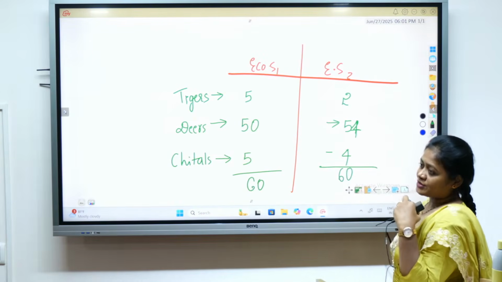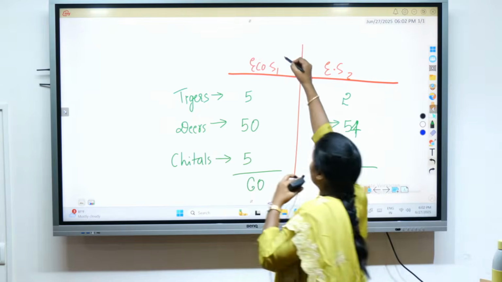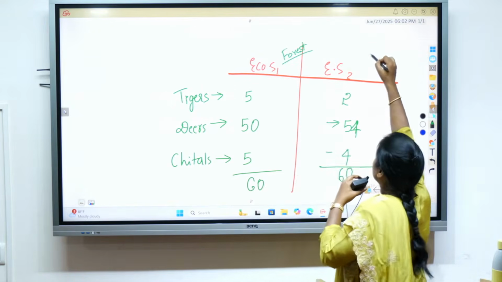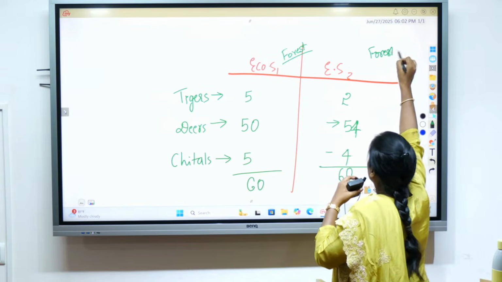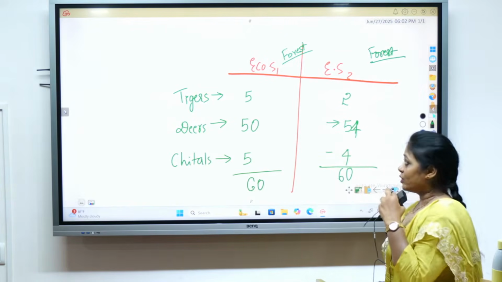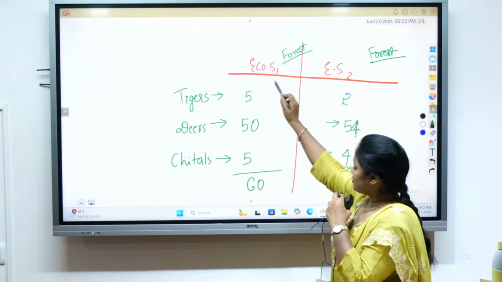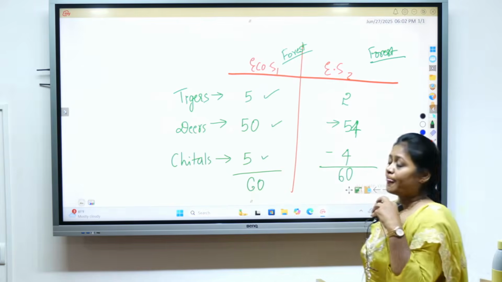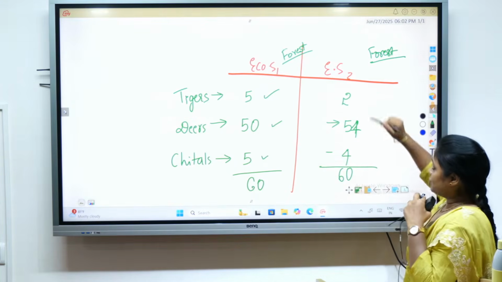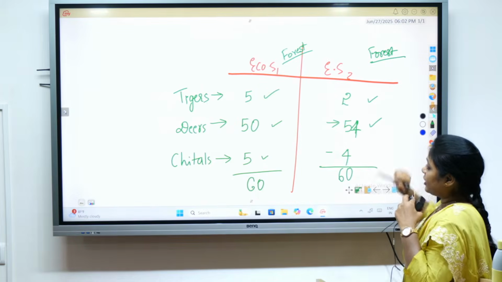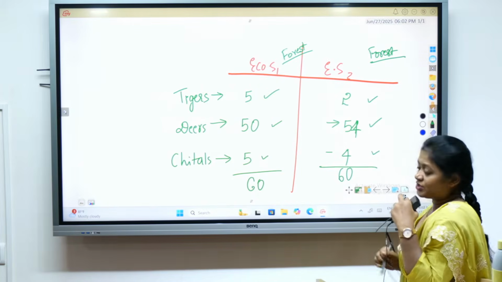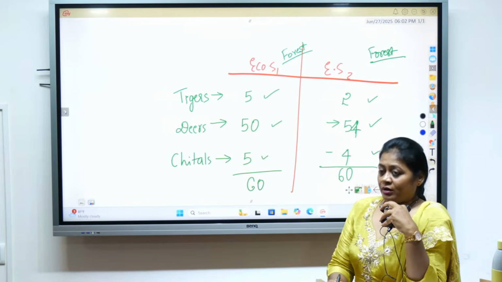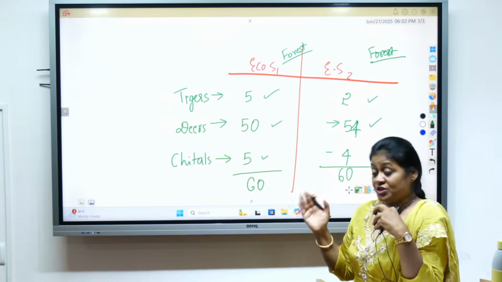In both ecosystems, this is forest type 1 and this is forest type 2. In both ecosystems, you are having tigers. In the first forest, you are having 5 tigers, 50 deers and 5 cheetahs. Here in ecosystem 2, 2 tigers, 54 deers and 4 cheetahs. Please tell me where you can find this species evenness.